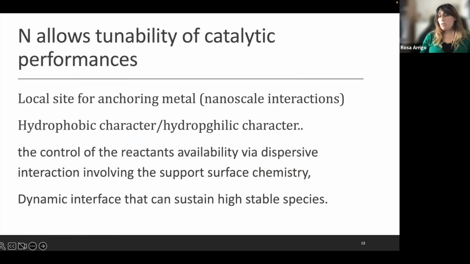So in summary for this part, I could show you with several examples that nitrogen allows tunability of catalytic performance at the nanoscale by acting as a local site for anchoring metal, through the hydrophilic character, through the control of reactants' high availability. Because of the stabilization of the overlayer and accommodation of the nanoparticle at the surface, it prevents the excessive exposure of metal nanoparticles. And of course, it's a dynamic interface.